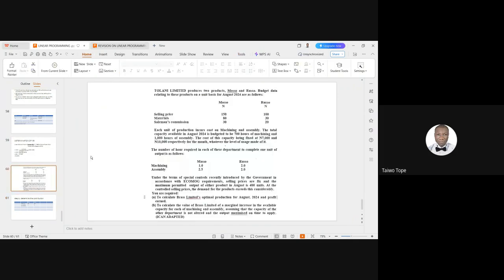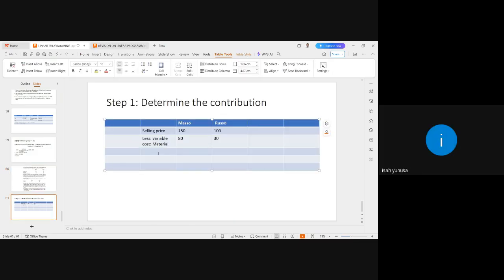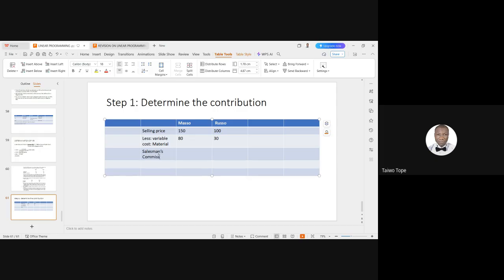What other variable costs? Salesman's commission. And the value is what? 30? 20. So when you do the plus and minus, the contribution will be what? We have 40 for the first one and 50 for the second one. 40 and 50.